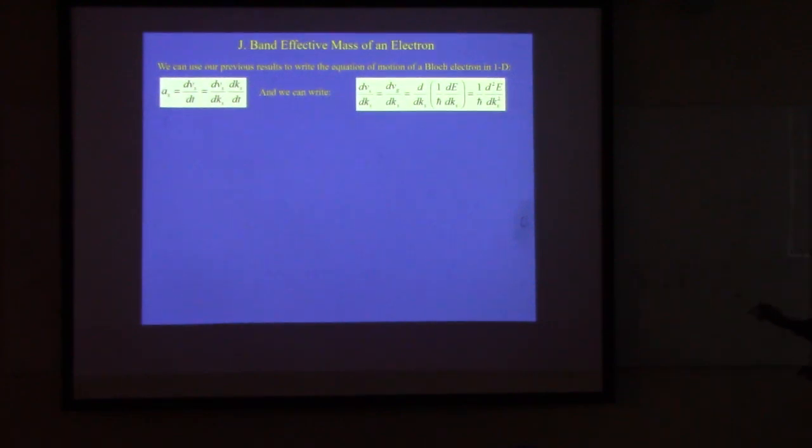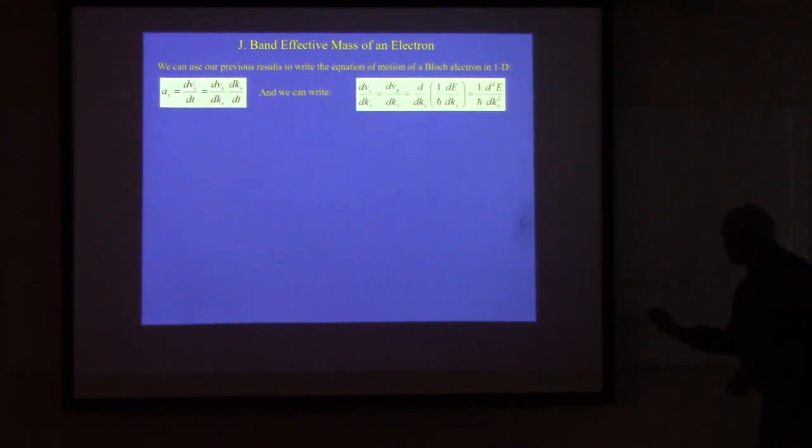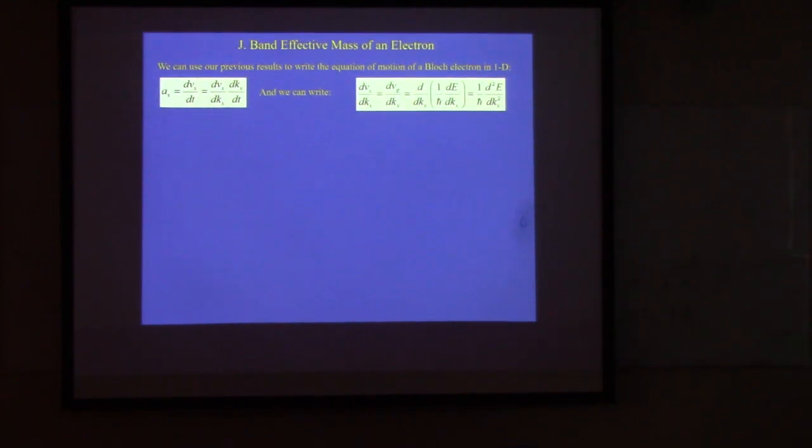Is that clear? Then the acceleration theorem says force equals h cross times dk over dt, right? So that means I can write dk over dt as F over h cross. So you can write this one as a_x equals 1 over h bar squared, d squared E over dk squared, times F. What is this?